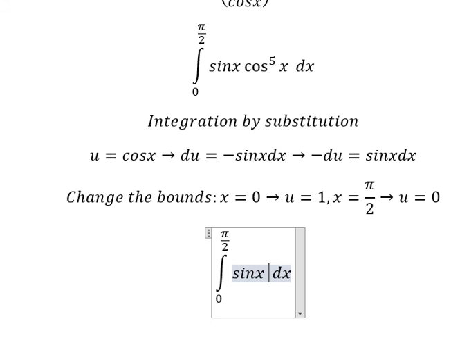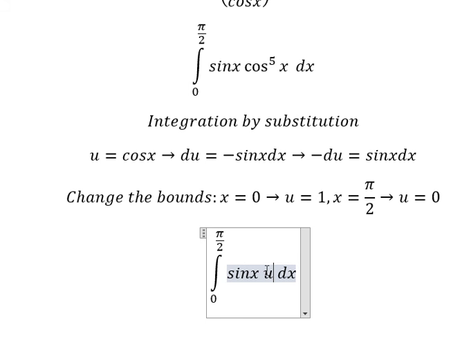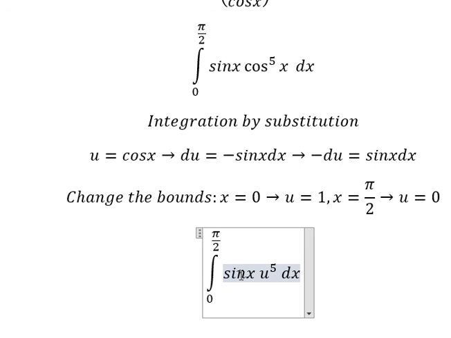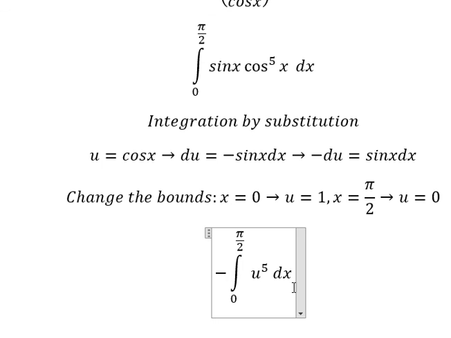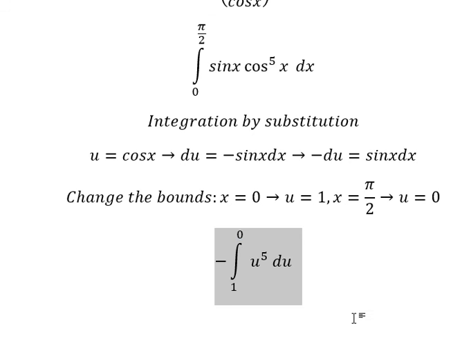This one we change to u, and we have u to the power of 5. Sine s ds we change to negative du. Number 0 we change to number 1, and pi over 2 we change to number 0. And now we have the final answer.